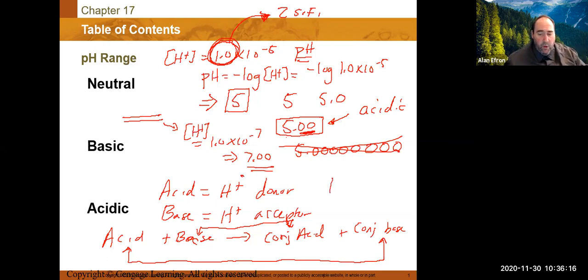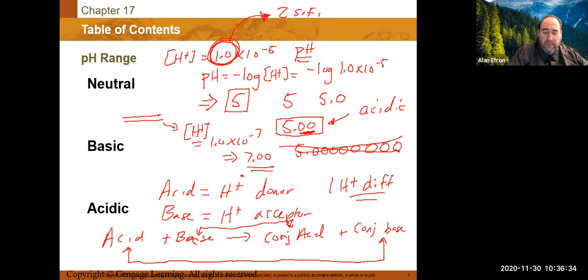The important thing is that difference right here. It is just one H plus difference. So that is the only difference that there can be in order for these things to be related to each other. So if it's more than one H plus, then they are not partners. And if it is one H plus, they are partners.